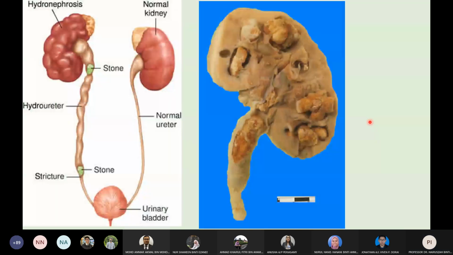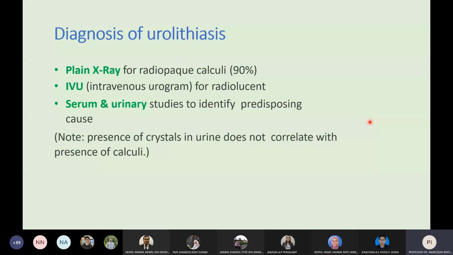So how do you diagnose? Radiopaque calculi are easily picked up by plain X-ray. But remember, uric acid calculi cannot be detected by plain X-ray. Then you have to find other means, like ultrasound, or sometimes an intravenous urogram, which is only done by radiologists. Of course, you also do other studies like serum uric acid, or looking at urinary casts. But not all urine that has crystals means the patient has calculi. You have to correlate with the overall investigation.